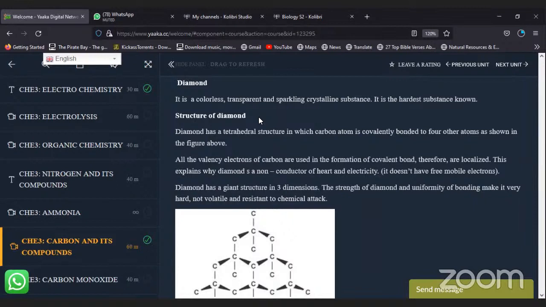Okay. Now let's dive into the structure of diamond. Diamond has a tetrahedral structure. What is the meaning of tetra? Just the word tetra. What's the meaning of the word tetra? You can type the meaning of the word tetra in the chat box if you know it.